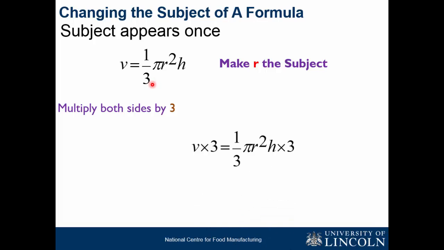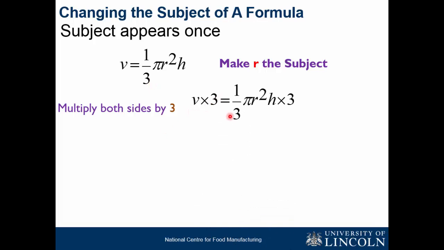When we multiply both sides by 3, V multiplied by 3, and 1 over 3 pi r squared h multiplied by 3. Yes, some people will prefer this. We repeat everything that we have there. We multiply by 3. This 3 here will cancel this 3. So we have 3V equals pi r squared h.